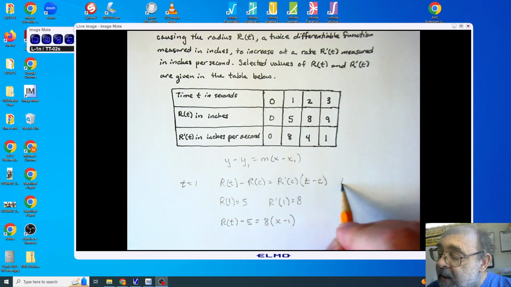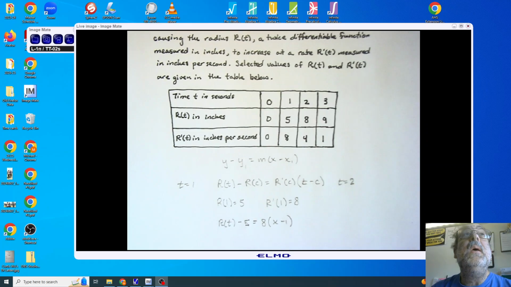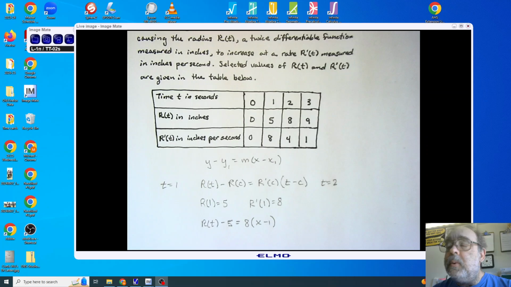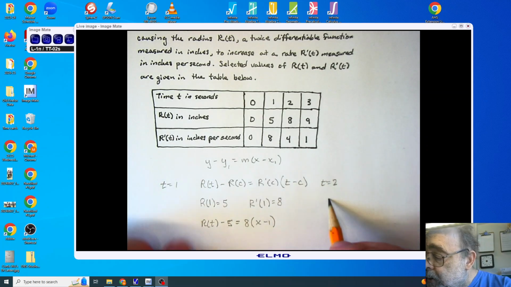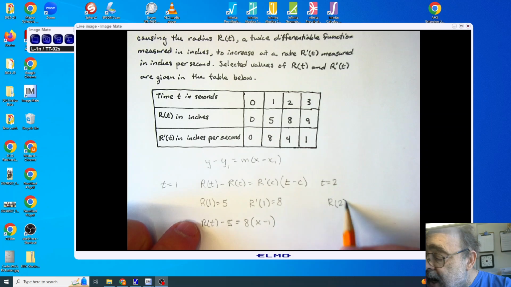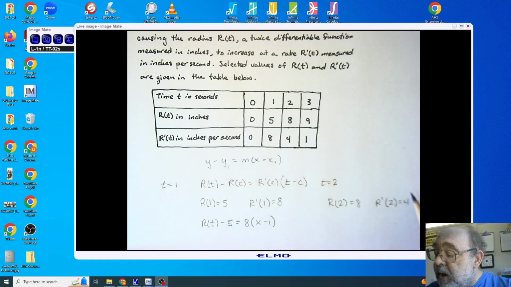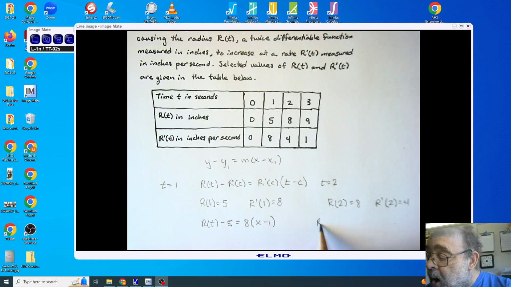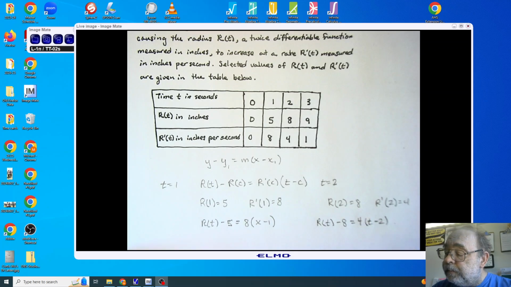Let's now look at t equaling 2. So if we're looking at t equaling 2, we're now talking about r of 2 is 8, and r prime of 2 is 4. So the equation of the tangent line has to be r of t minus 8 equals 4 times t minus 2.